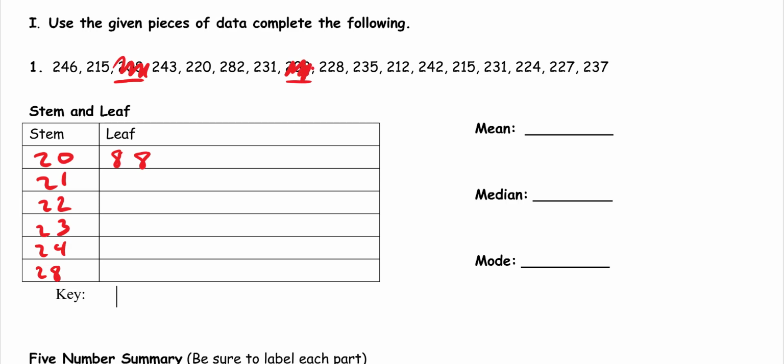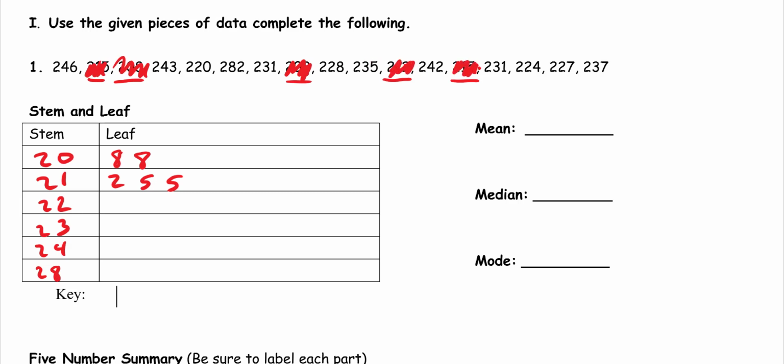Okay, the next one is going to be, let's see, I see a 215. Keep going down here, I see a 212. I see another 215, and that's the only 21 something. So I'm going to do 212, 215, and 215. But notice I'm putting them in order. You've got to put them in order. That's how you find the median. Okay, so that's out of here, that's out of here, and that's out of here.